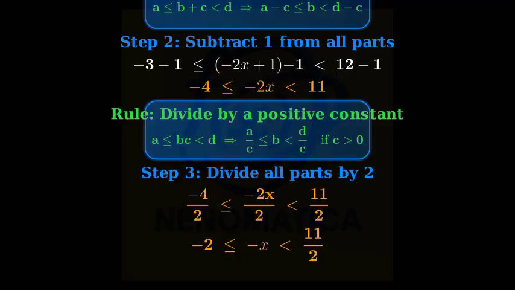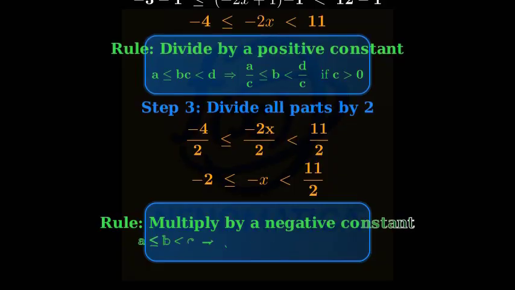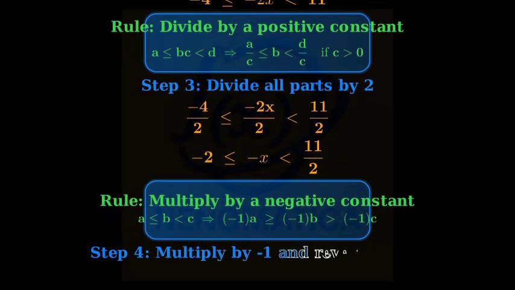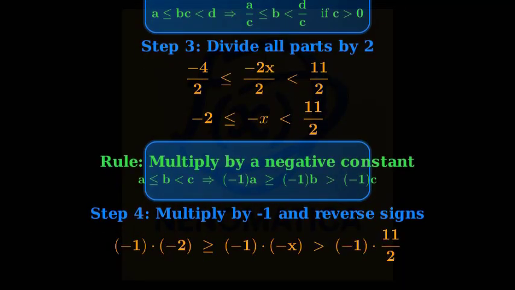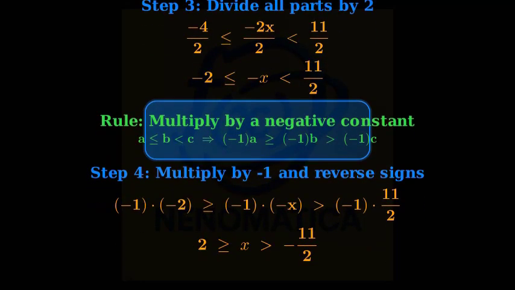Step 4. Multiply every part by -1. Because we are multiplying by a negative, the inequality signs reverse. Rule. Multiply or divide a compound inequality by a negative flips each sign. So -1 times -2 is greater than or equal to -1 times -x, which is greater than -1 times 11/2. That simplifies to 2 greater than or equal to x, and x greater than -11/2.